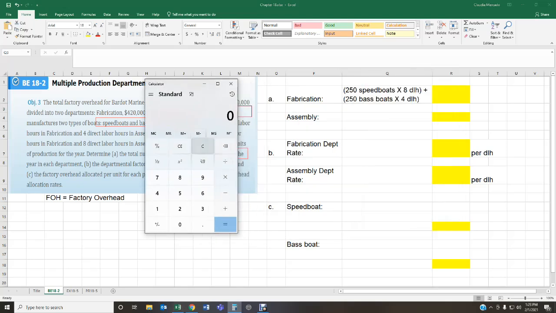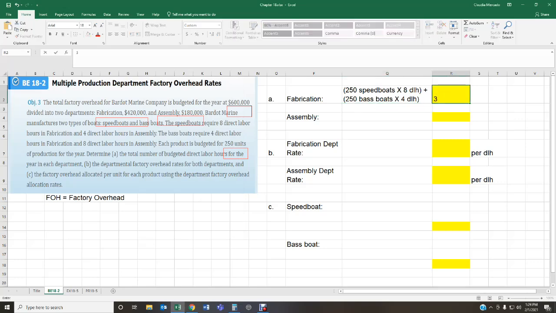Get my calculator. So I've got 250 times 8. That gives me 2,000. And then 250 times 4 gives me 1,000. So 2,000 plus 1,000 gives me 3,000. Okay, 3,000 direct labor hours. That is for the fabrication.